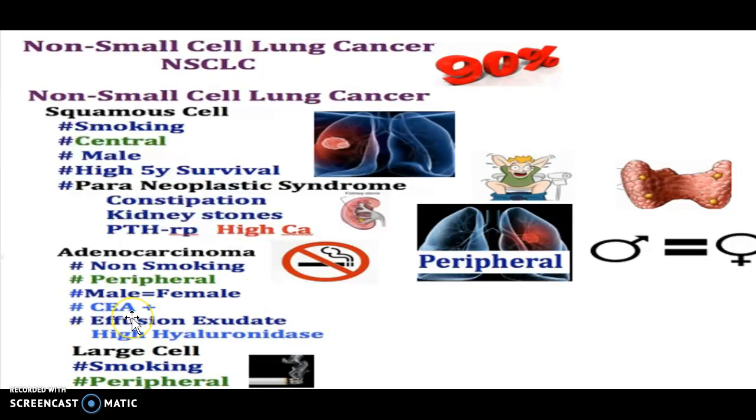You want to conduct a CEA test, which is the carcinoembryonic antigen test, and if it's positive, then it indicates adenocarcinoma. In terms of pleural effusion exudate, you also want to test for high levels of hyaluronidase. If you have high levels of hyaluronidase, it's also a sign of adenocarcinoma. The large cell lung cancer is related to smoking, and it is also a peripheral type cancer.